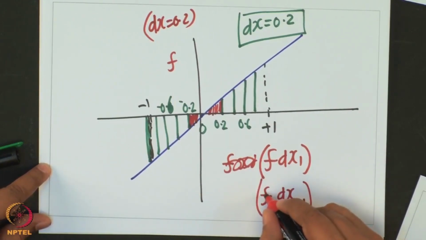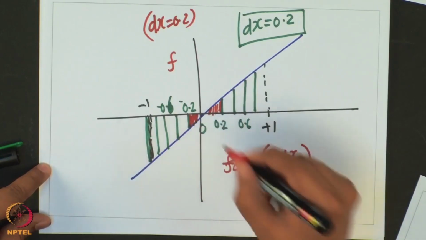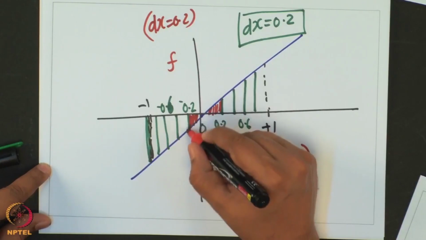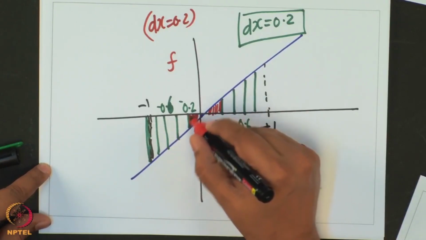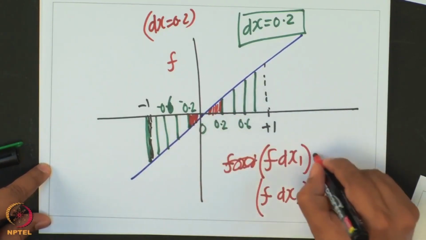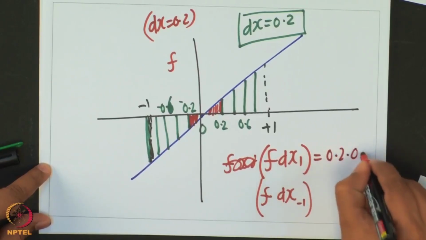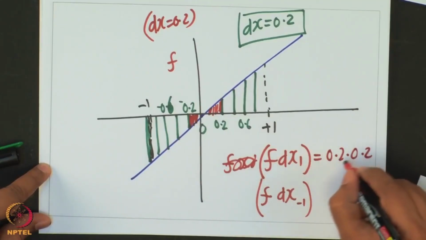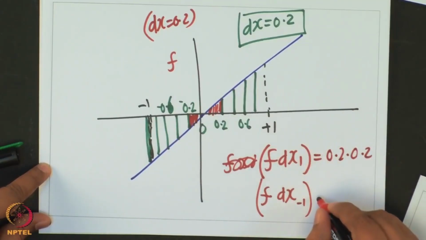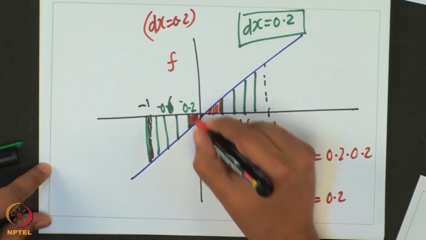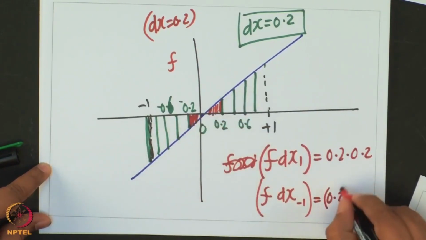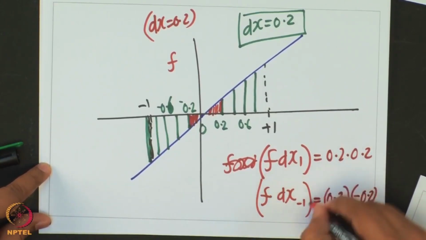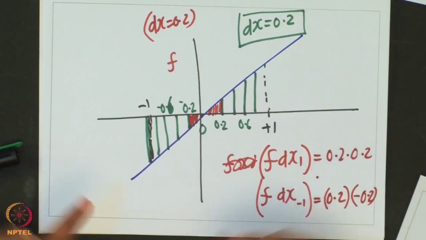Here the function is a negative number. So if I take the value at 0.2, it is 0.2 itself, but here it is minus 0.2. So this would be 0.2 times 0.2. The function value is 0.2, the interval is 0.2, and you would get an answer which is 0.04. Here 0.2 is the interval, the function is minus 0.2. So the answer will be minus 0.04, and the sum of these would cancel out.